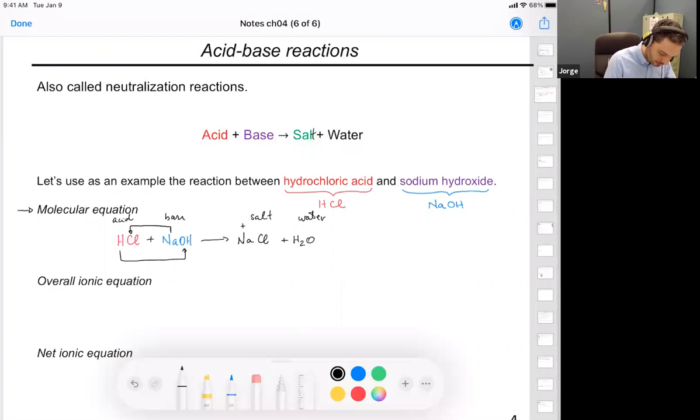Remember, always positive first and negative second. NaCl. Acid plus base, products are going to be salt and water. Always check to make sure the reaction is balanced out. And one important thing here, make sure that the charges of the cation and anion are correct.